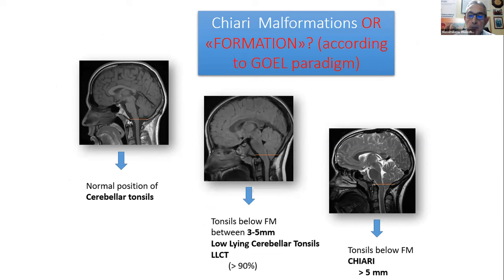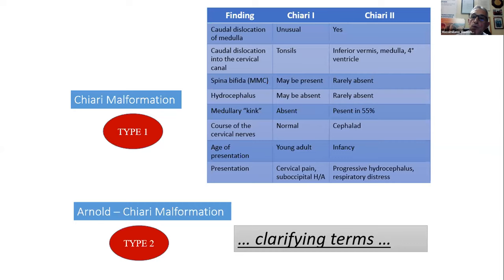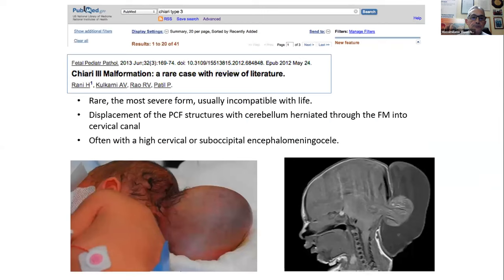And the most important difference between Chiari 1 and Chiari 2 is the emergency significance of Chiari 2 compared with Chiari 1. In fact, this is an inferior vermis, medulla, fourth ventricle herniation caudal to the foramen magnum, generally associated with syringomyelia and hydrocephalus, and respiratory distress as well. This is a typical Chiari 3 malformation, very impressive and not compatible with life.